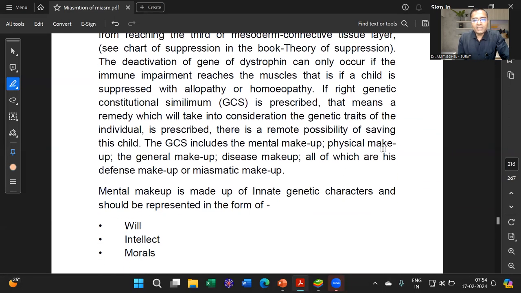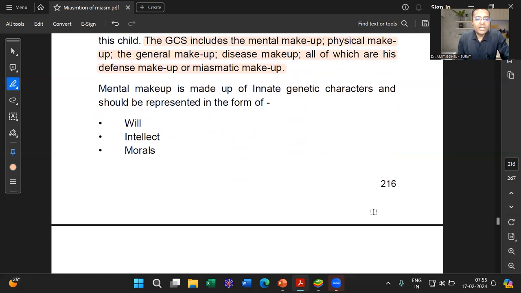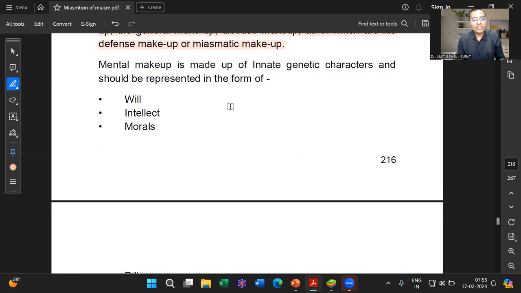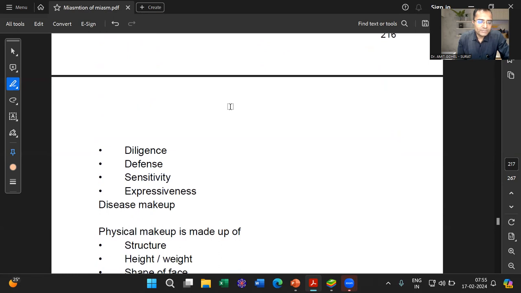Now, if the right genetic constitutional similimum is prescribed, that means a remedy which will take into consideration the genetic trait of the individual, there is a remote possibility of saving this child. The GCS includes the mental makeup, general makeup, physical makeup, and disease makeup, all of which are his defense makeup or the miasmatic makeup. So this is what you have to keep in mind. Now, what is the mental makeup? The mental makeup is made up of the innate genetic characteristics and should be represented in the form of will, intellect, moral, diligence, defense, sensitivity, and expressiveness.